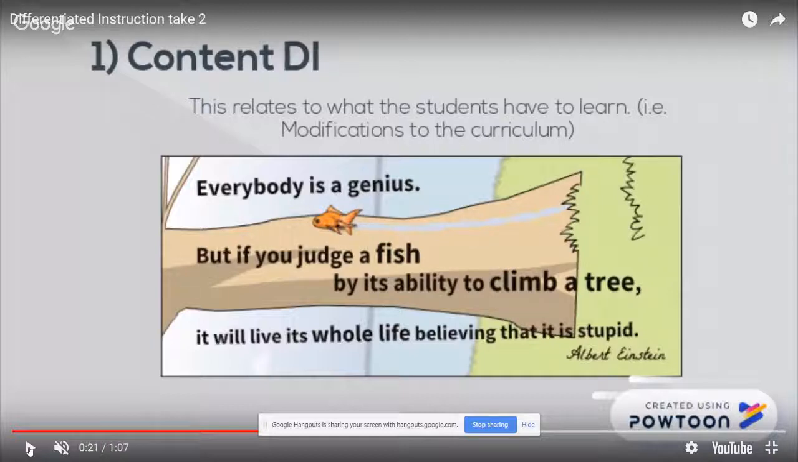So if you judge a fish by its ability to climb a tree, you'll always think it's stupid, right? And the fish will think that it's stupid, which is unfair. We should base their confidence and their abilities on what they're good at and strive to know each student in a way that we can accommodate what we teach in a way that's best for everyone.